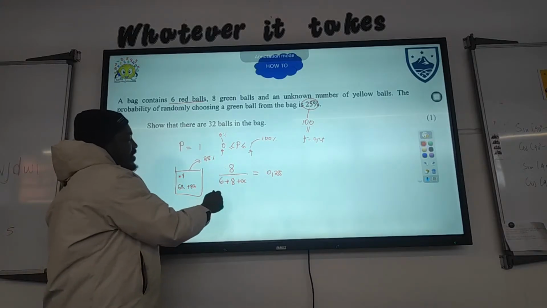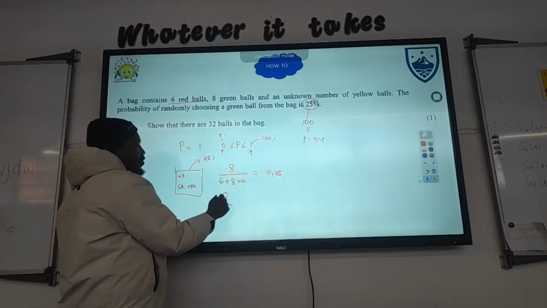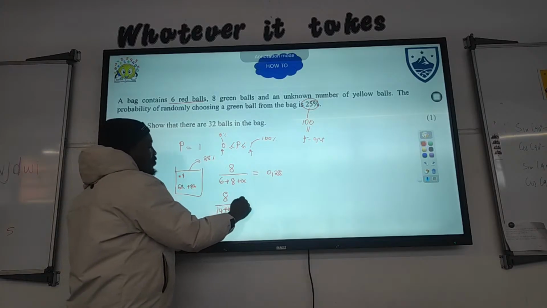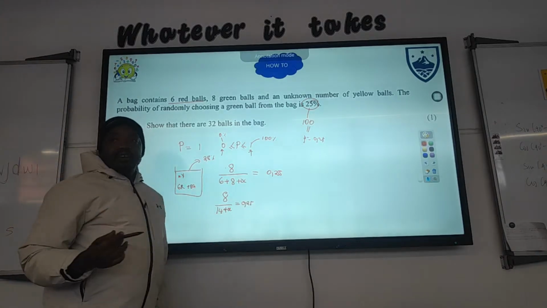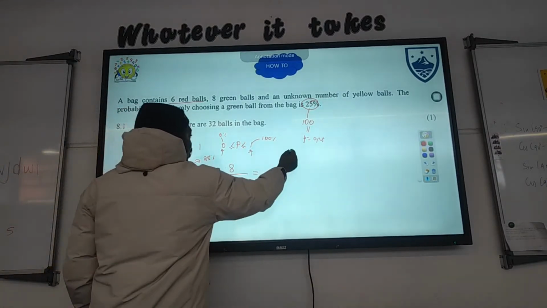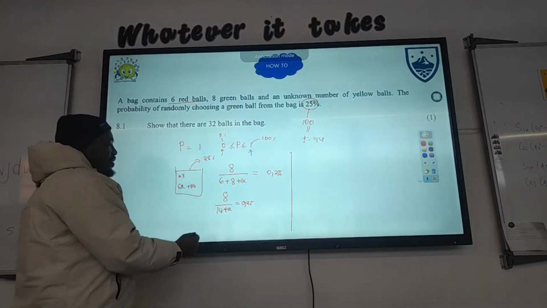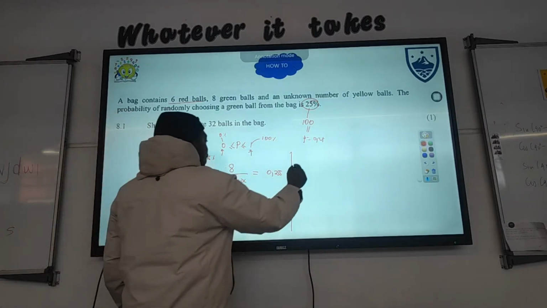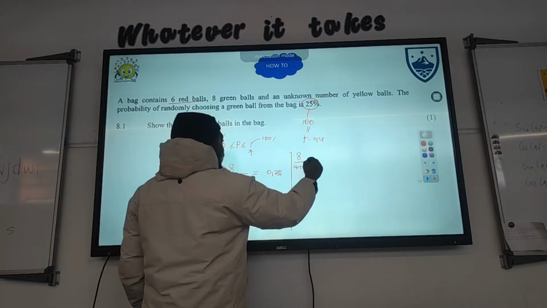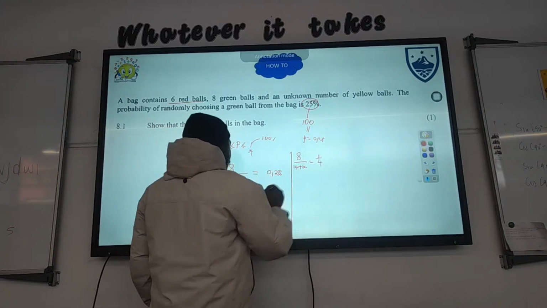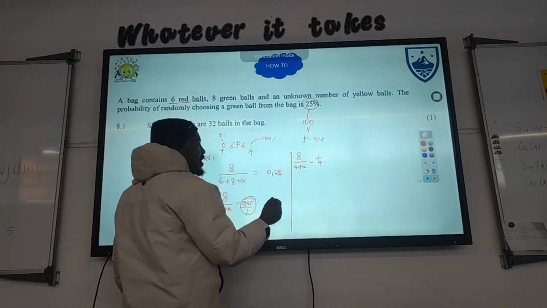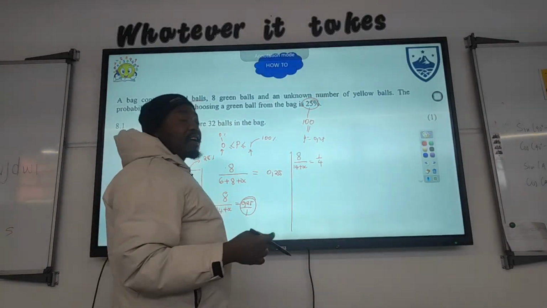So let's just add this together. We have 8 divided by 14 plus X is equal to 0.25. We can also write it as 1 over 4 so that we can make our calculations very easy. So this is over 1, so we can say that 8 over 14 plus X is equal to 1 over 4. You can also verify that 0.25 is 1 over 4. So let's multiply 8 by 4. You can also use a calculator.